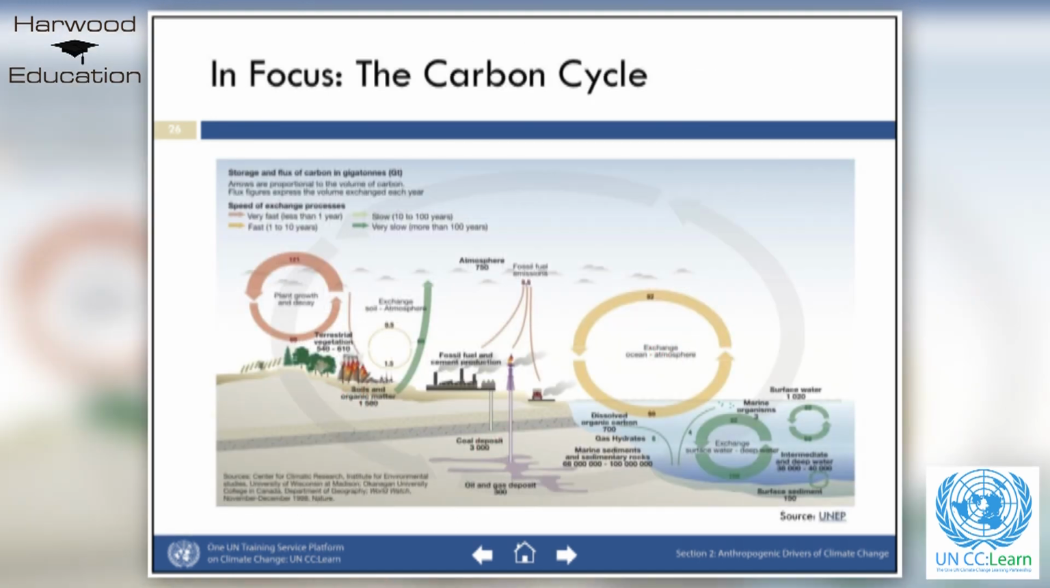In focus, the carbon cycle. Carbon in its various forms, such as CO2 and CH4, is continually recycled on Earth and is never destroyed. The diagram illustrates the many ways in which carbon is released and stored in the environment. Carbon can be stored over relatively short periods in living organisms, for example plants and animals, or over thousands of years in the oceans. It can also be stored over millions of years in rocks or fossils.